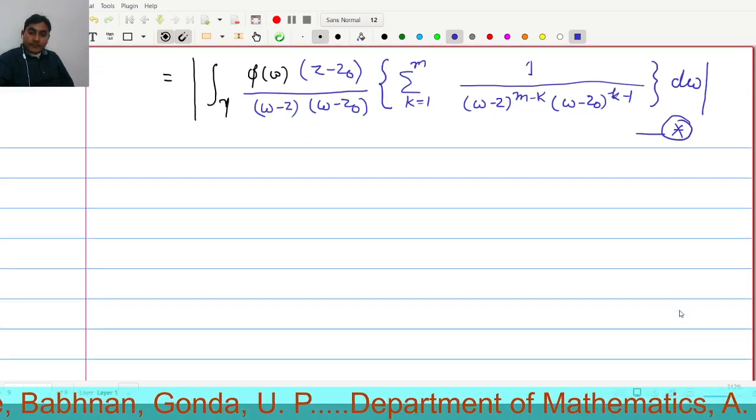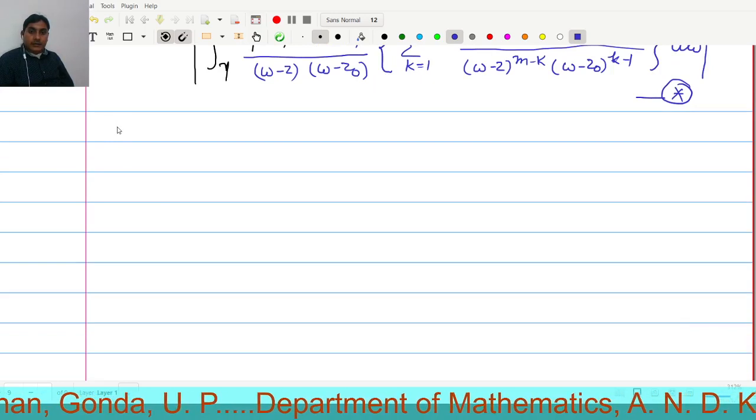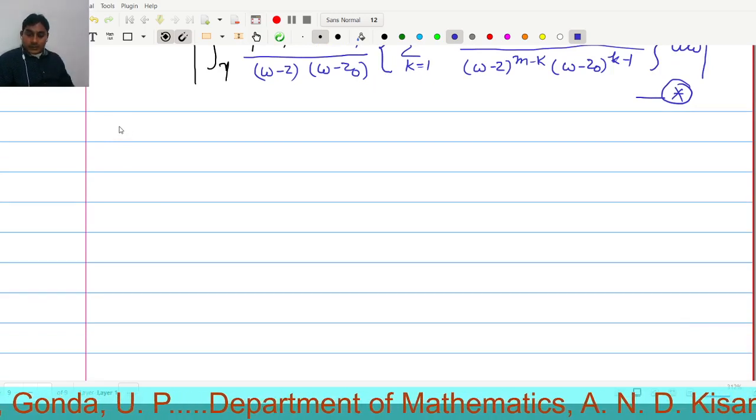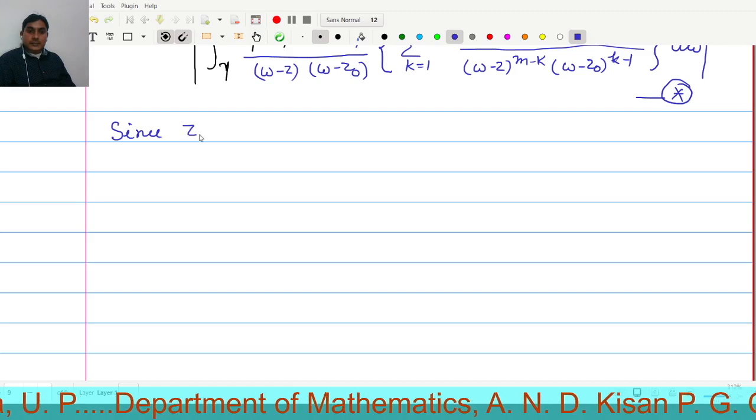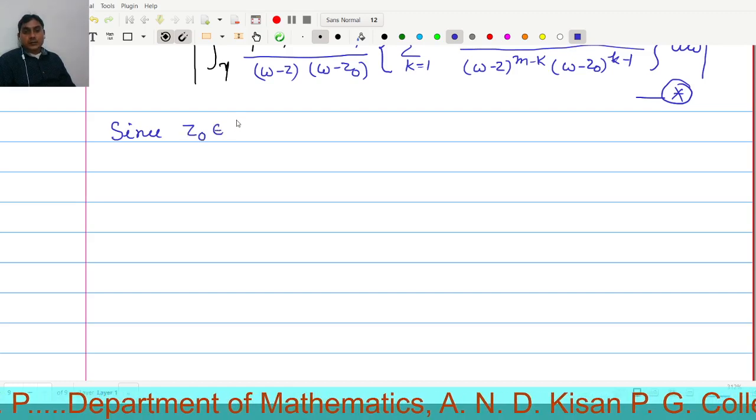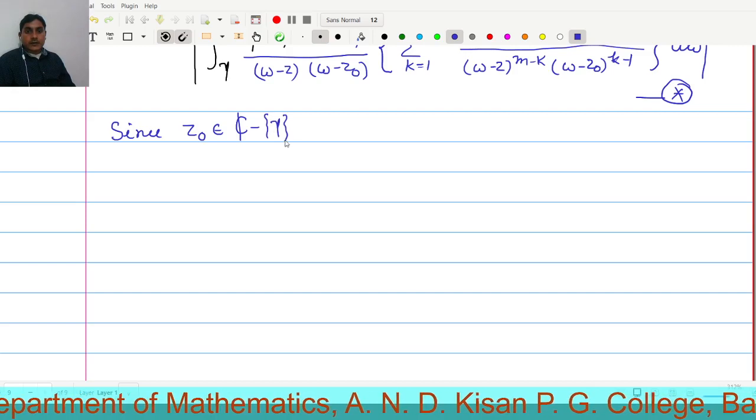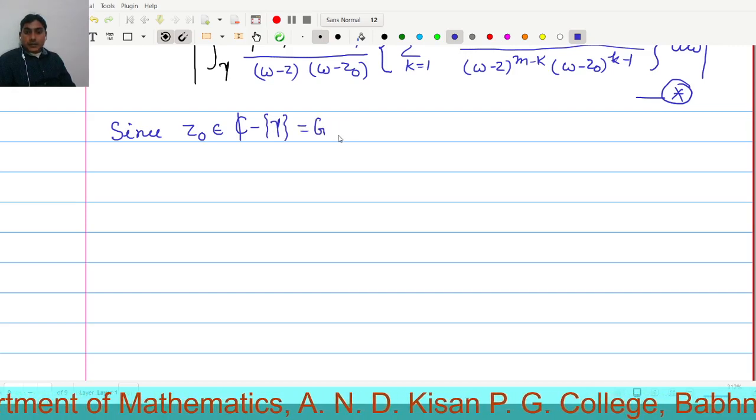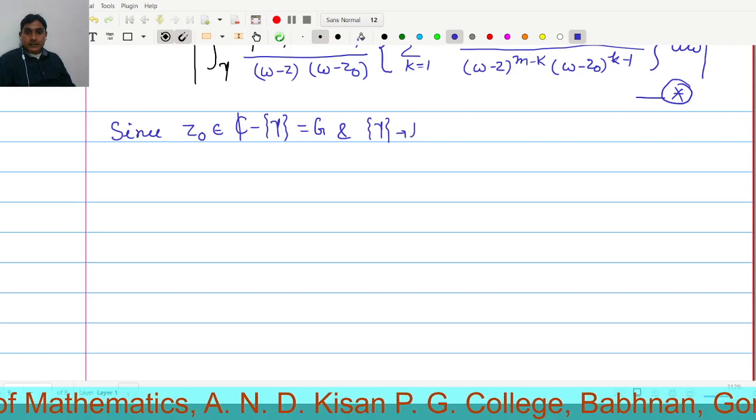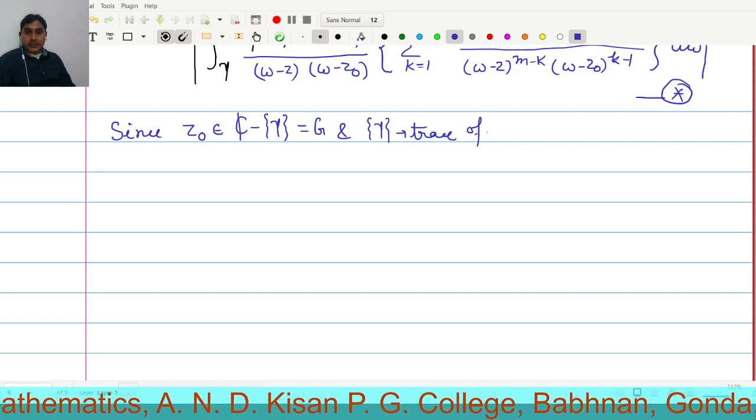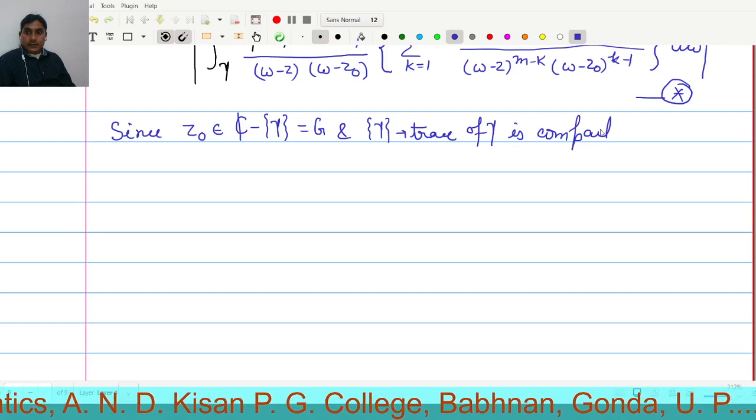Now I'm going to estimate this one. To estimate this one, since we have already chosen z0 belonging to C minus the trace of gamma, which is equal to Z, and the trace of gamma is a compact set.